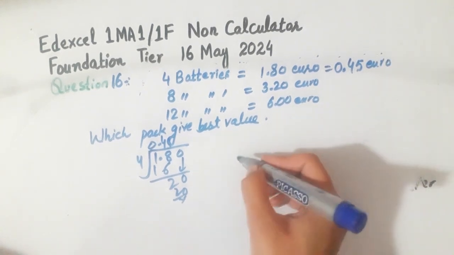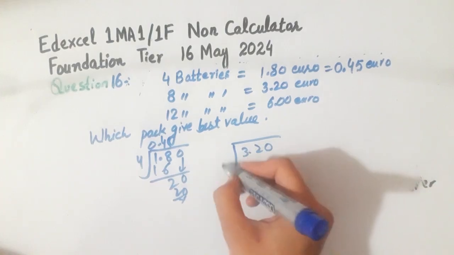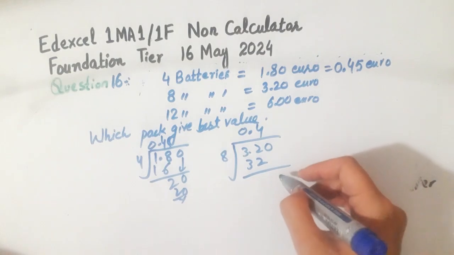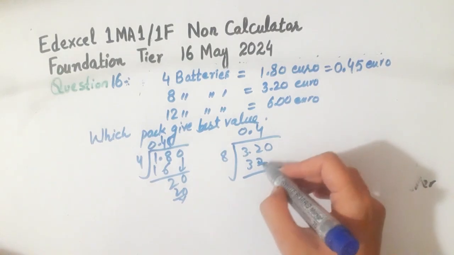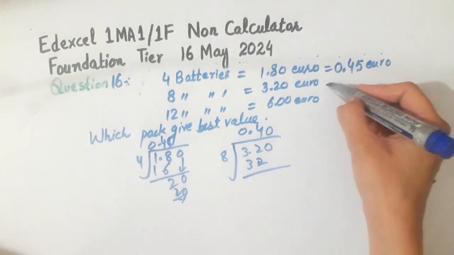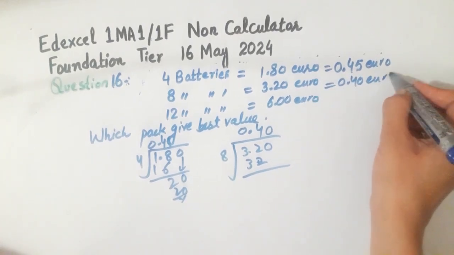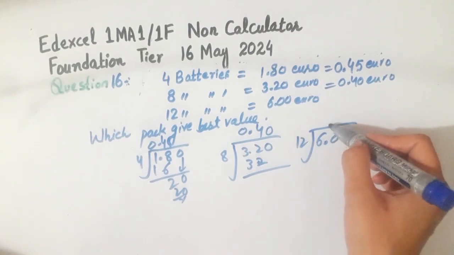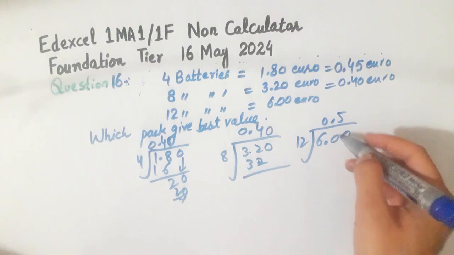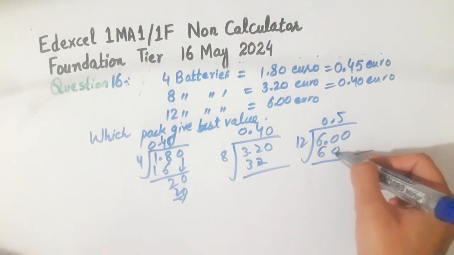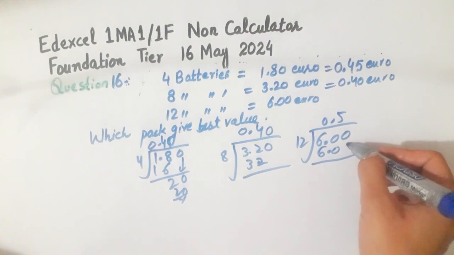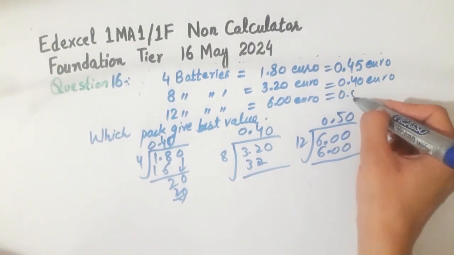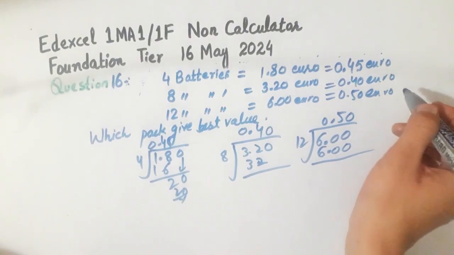And the other one, 3.20 divided by 8: 8 fours are 32, and then it will be 0 point, and this 0 goes upward, so this equals 0.40 euro. And the last one, 6.00 divided by 12, it gives 5, 60, then the 0 goes upward, so we get 0.50 euro.